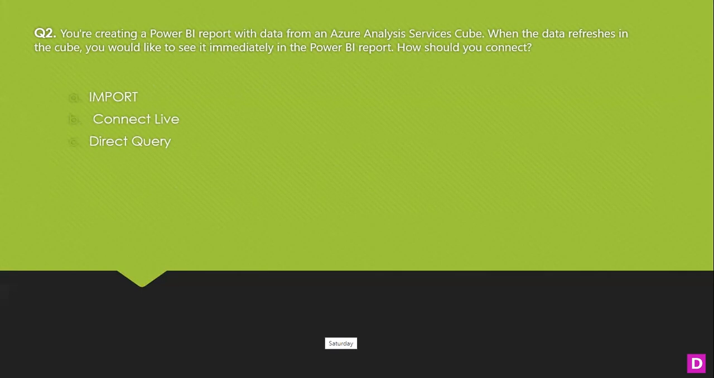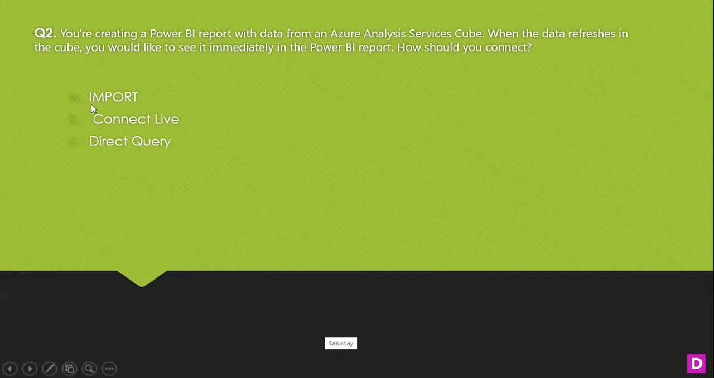You're creating a Power BI report with data from Azure Analysis Services. When the data refreshes in the cube, you would like to see it immediately in the Power BI report. How should you connect? If you remember, we have discussed this. What exactly is the mode of connectivity when we are connecting to Azure Analysis Services or SQL Server Analysis Services? Yes, connect live. Very good. That must be the answer for this question.